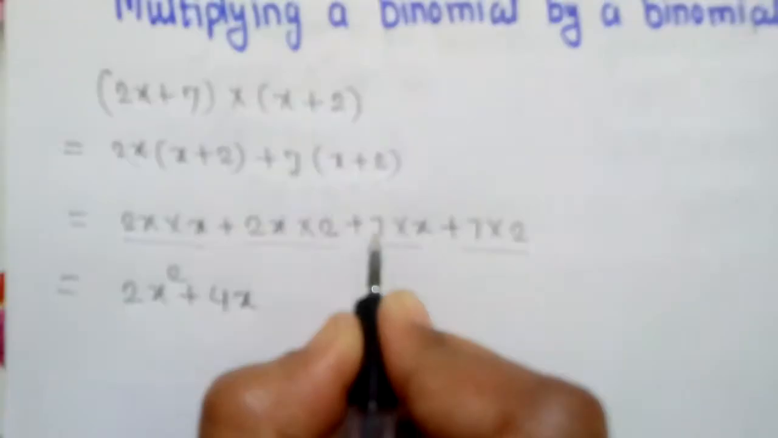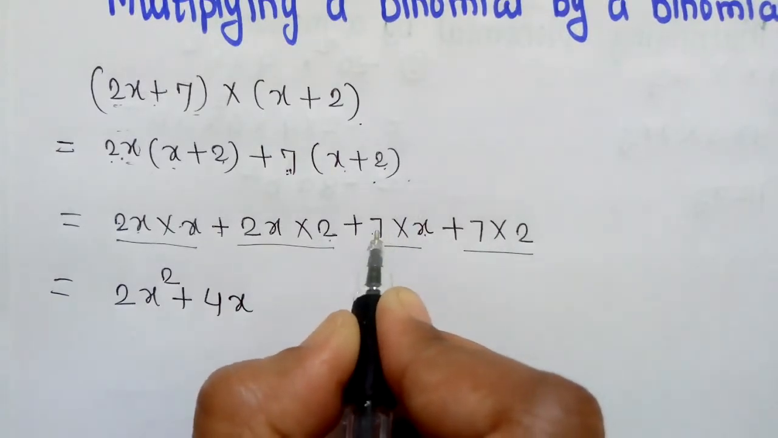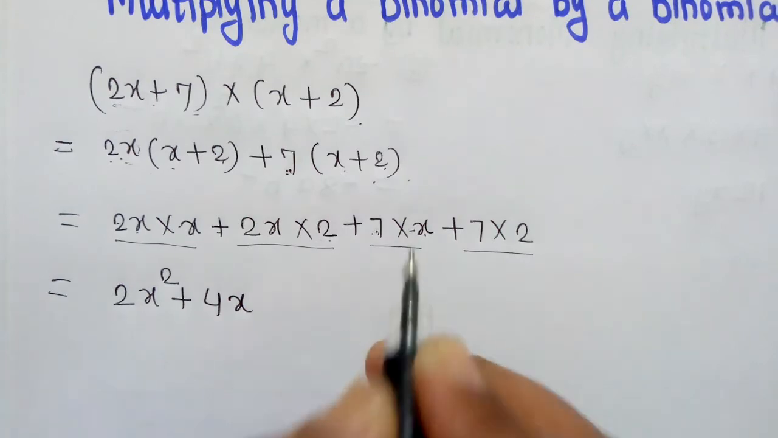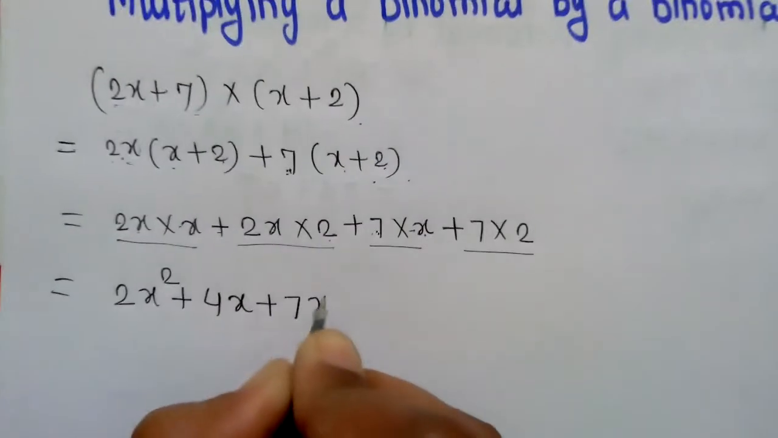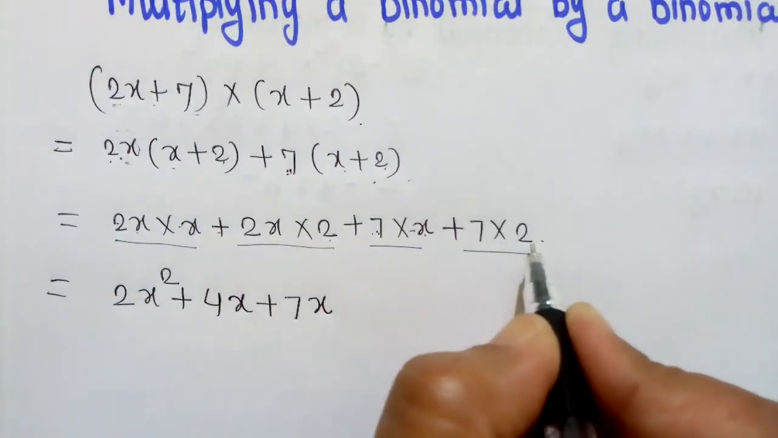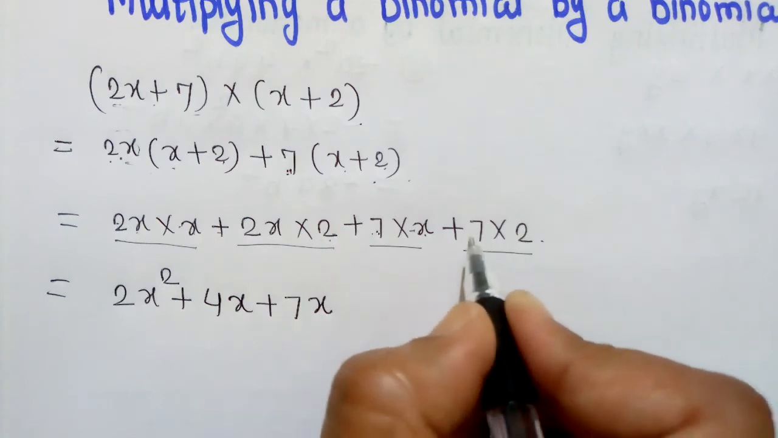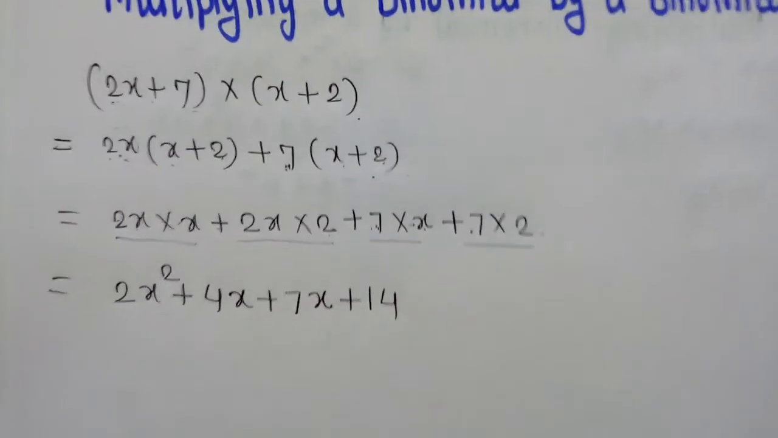Now here 7 into x, here 7 coefficient is there and here 1 is there. So 7 ones are 7 and only x. So 7x. Now here no variable is there, only coefficients are there, only numbers are there. So 7 2s are 14. Okay.